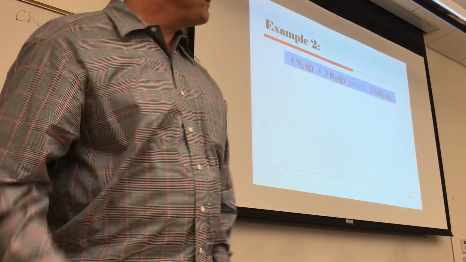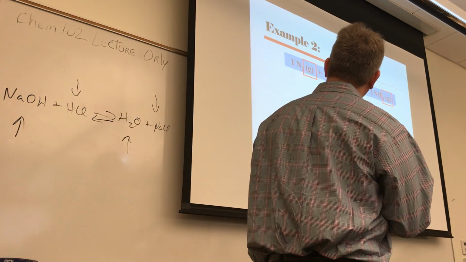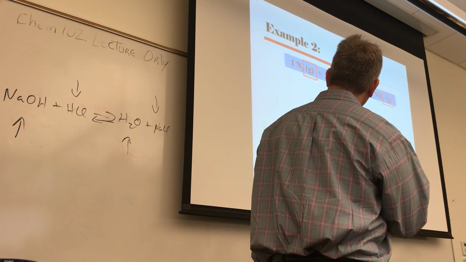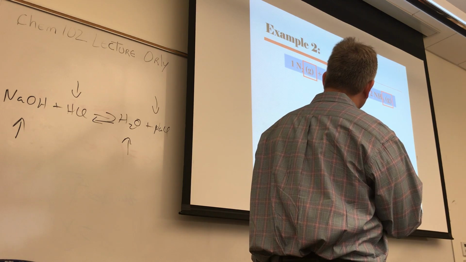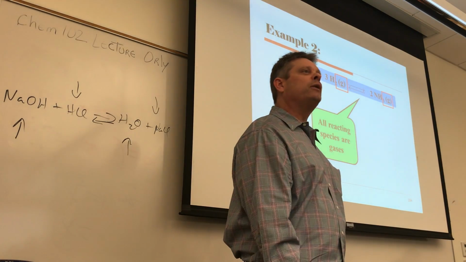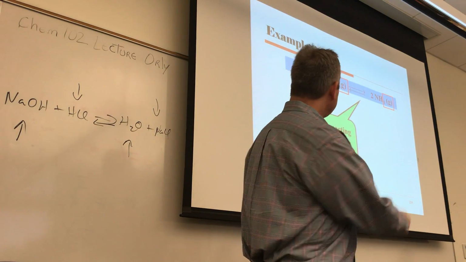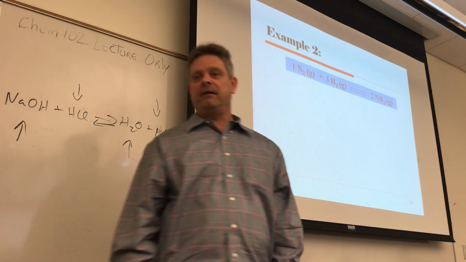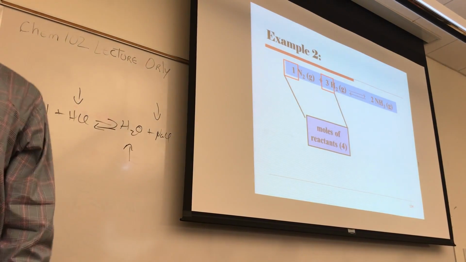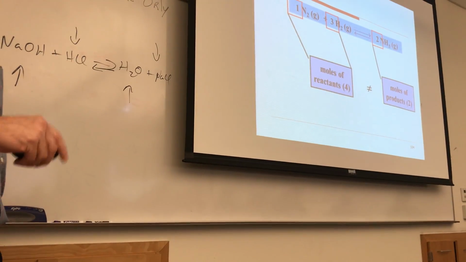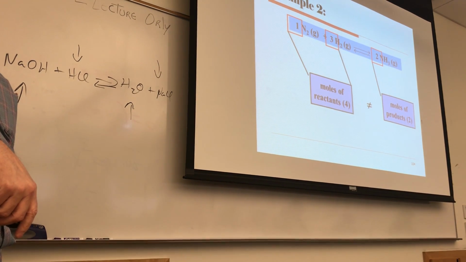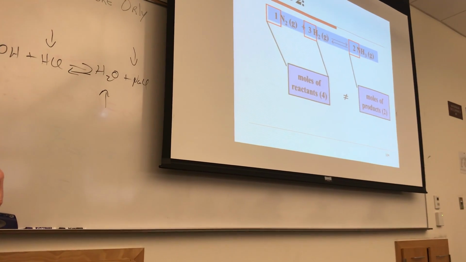So we already know we're talking about pressure here. So all reacting species are gases. I have 1 plus 3, so I have 4 moles of gas here and 2 moles of gas there. Which one do I have a greater number of moles on? On the reactant, the left side. So let's establish that first. They don't equal each other, therefore pressure could play a role here. The equilibrium would shift if I applied a stress to it.